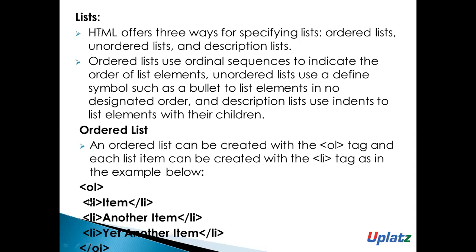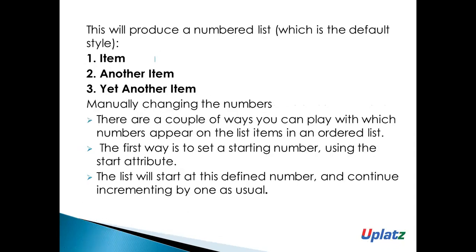So OL, which is nothing but ordered list, and LI is a list item between the ordered list. So this is how you need to create your ordered list: opening and closing of OL tag, in between it should have a list tag. So it should be in ordered form. It will display 1, 2, 3 like that. So this will produce numbers as the default.